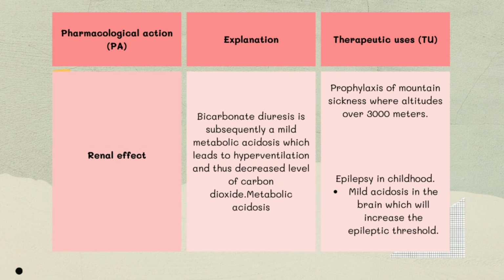As for the therapeutic uses, prophylaxis of mountain sickness where altitude is over 3,000 meters. It is also used for epilepsy in childhood. Mild acidosis in the brain will increase the epileptic threshold.